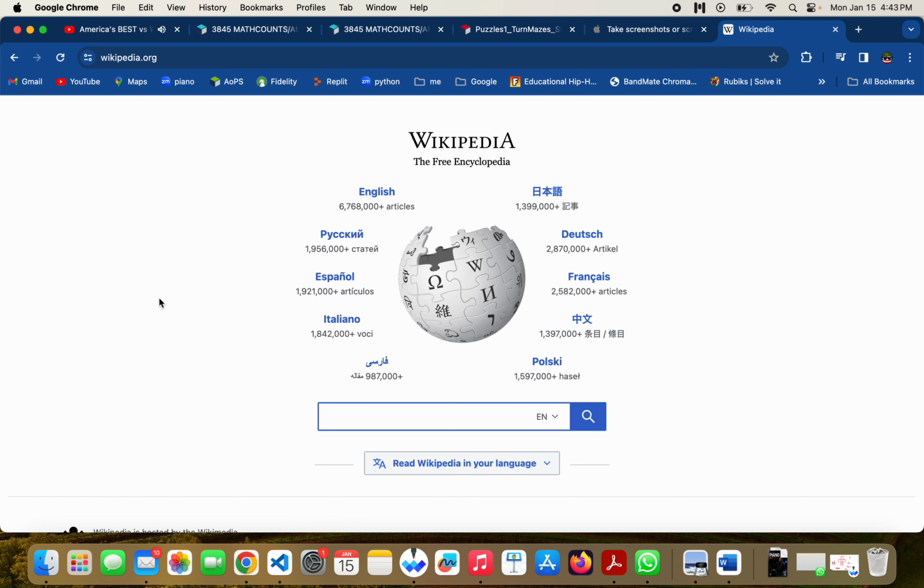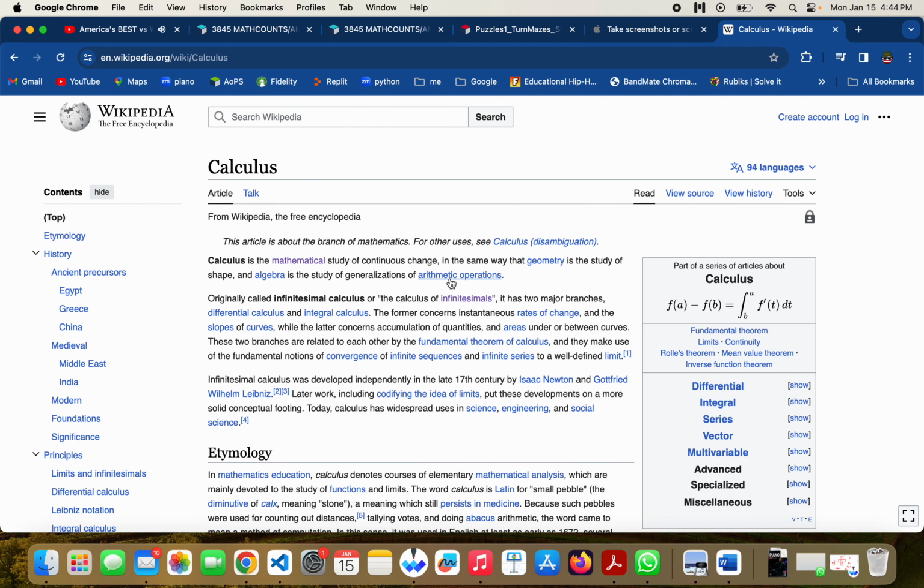So today we're going to be browsing the rabbit hole of Wikipedia for a simple topic like calculus. So let's start.